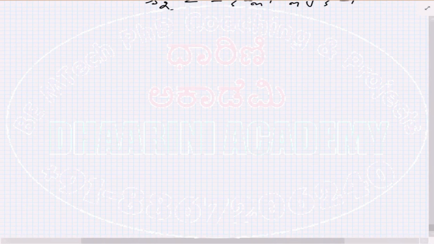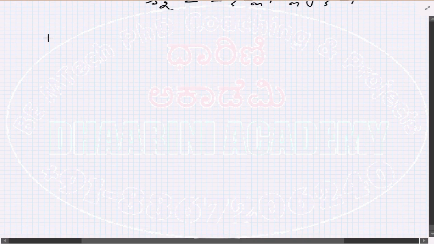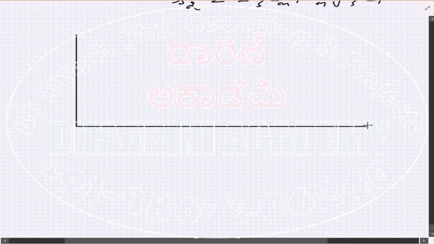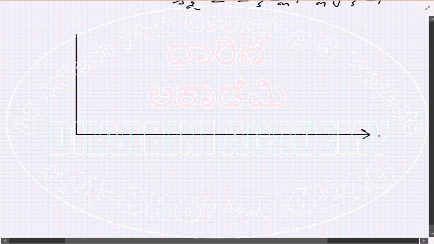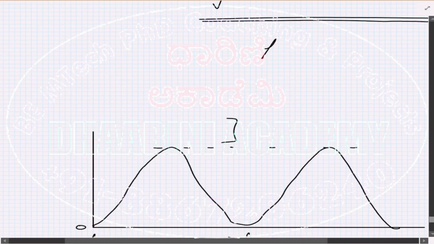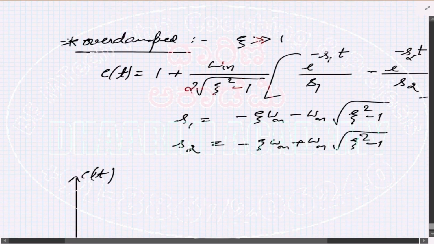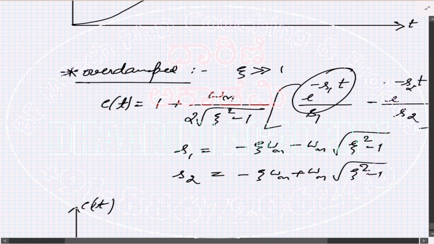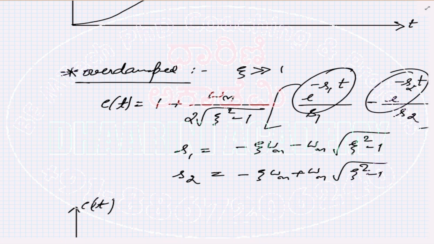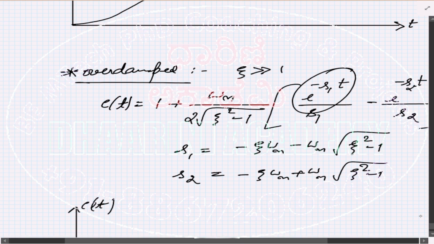I'll tell you the answer why in the next minute itself. Okay, so let's draw this graph just to see what happens. So this is the t versus c of t, right? I can see that there are two exponentials controlling this output, correct? So one is e to the minus s1t, e to the minus s2t, right? To make things very clear, what I can do here is compare this output with the previous output.